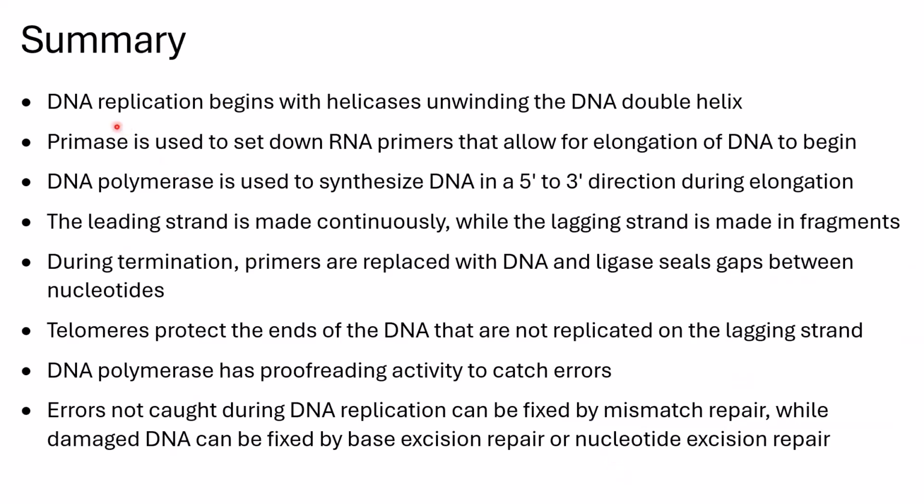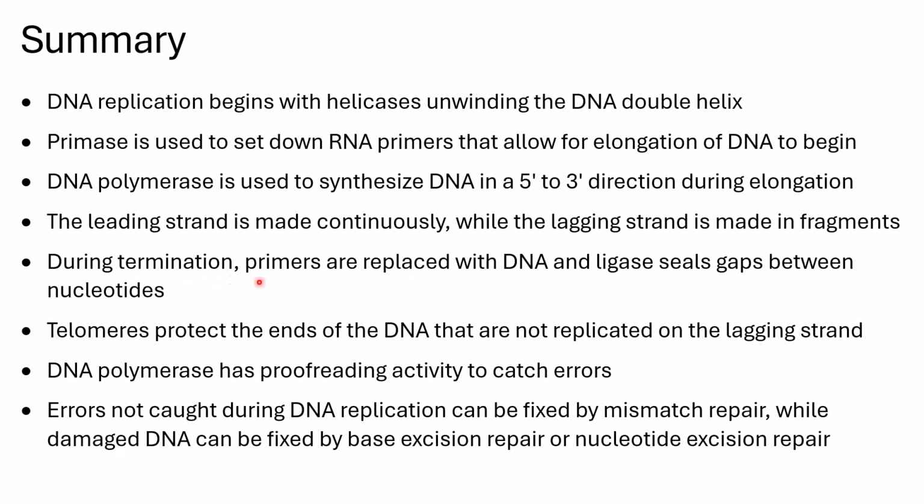In this video, we learned that DNA replication begins with helicases unwinding the DNA double helix. Primase is then used to set down RNA primers that allow for elongation to begin. DNA polymerase is used to synthesize DNA in a 5' to 3' direction during elongation. The leading strand is made continuously because the DNA polymerase that makes it moves in the same direction as a helicase, while the lagging strand has to be made in fragments because it moves in the opposite direction of the helicase and needs to wait for the helicase to open the DNA up more before it can keep synthesizing.